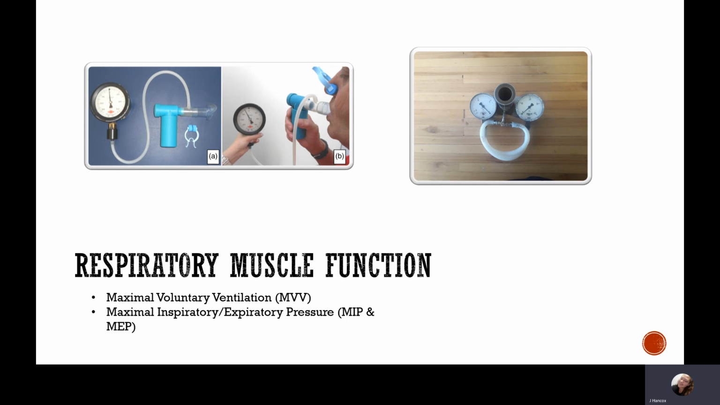So we will have to do each one of these 5 times, and we choose the 3 highest values, and then we will measure the percentage that they managed to get of their predicted values. And that will show you how well their diaphragm is working, how well their lung muscles are working as well. So it's a very good test to have done, especially if there's diaphragmatic weakness.